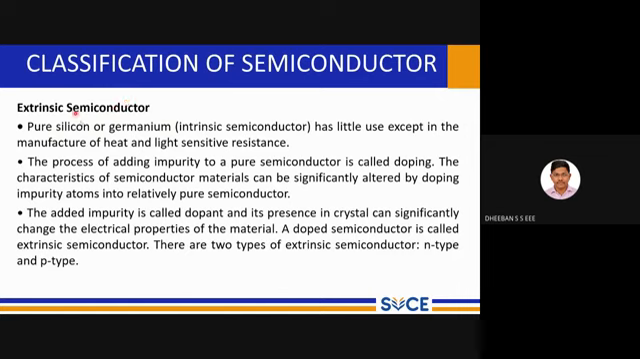Because in a covalent bond, valence electron sharing takes place. What happens when the sharing takes place? The configuration leads to stability of the system, stability of the atom. That is the main reason for selecting silicon or germanium. Coming to N-type and P-type.